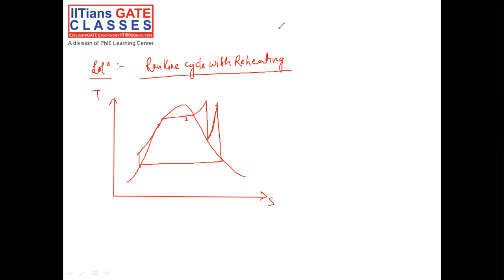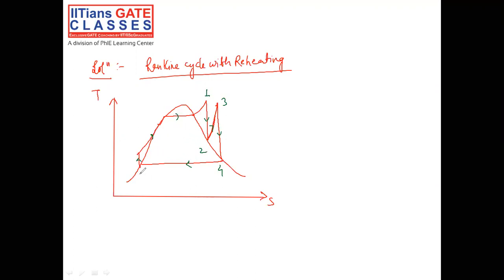Now, let me pinpoint each and every point in the graph. Let me draw a figure first. I'm calling this point number 1, point 2, 3, 4. Now the remaining part of the cycle is not of use.